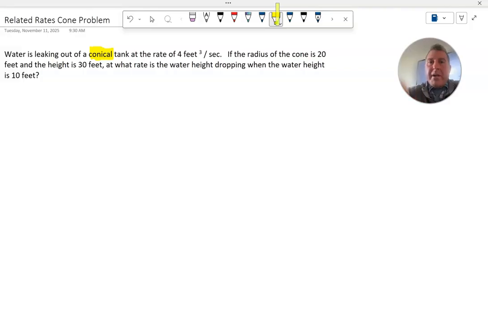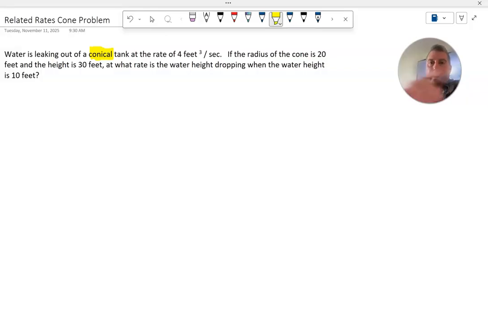If the radius is 20 feet and the height of the cone is 30 feet, those are the original dimensions of the cone, what is the rate at which the water height, so the height of the water, is dropping at the moment when height is 10 feet, okay?